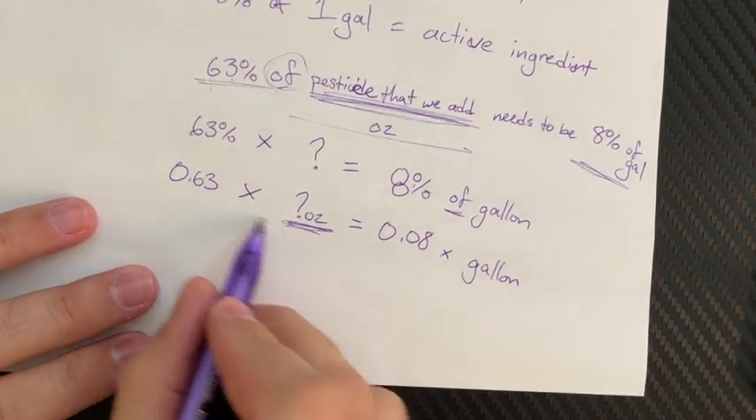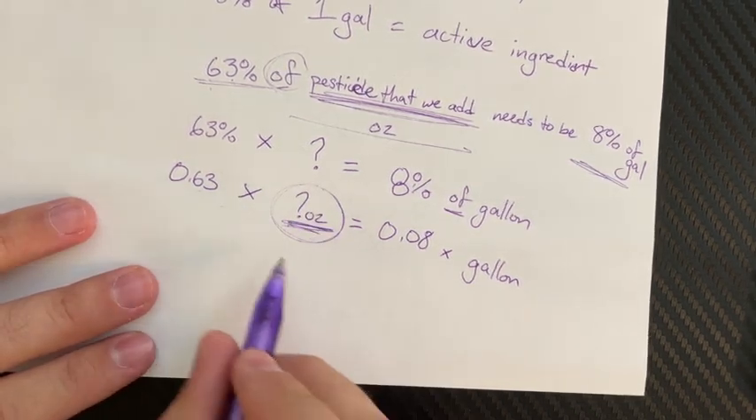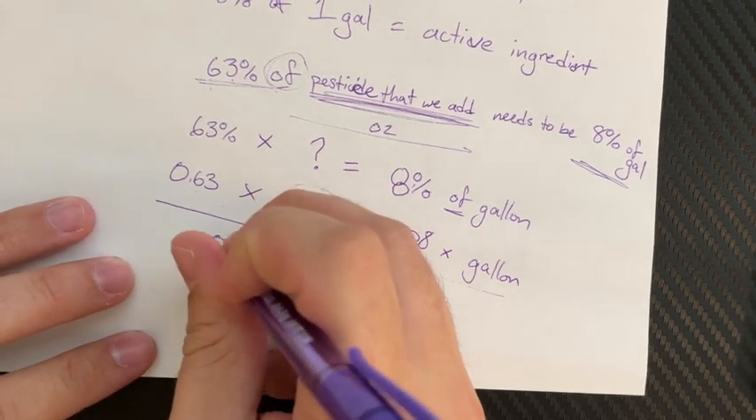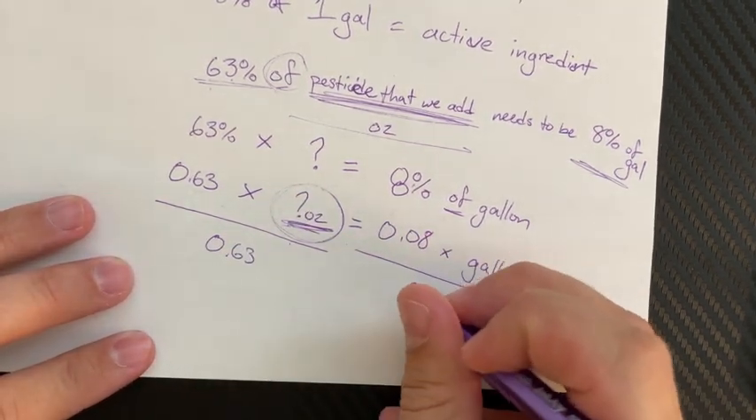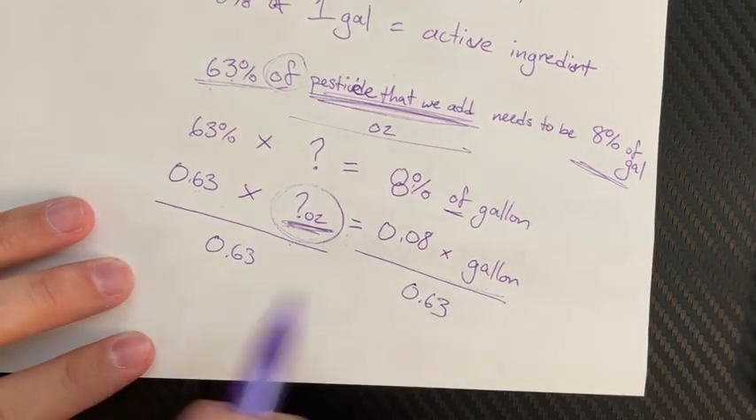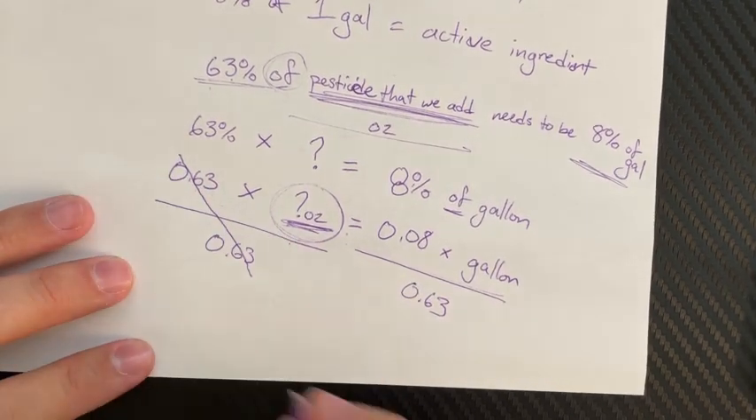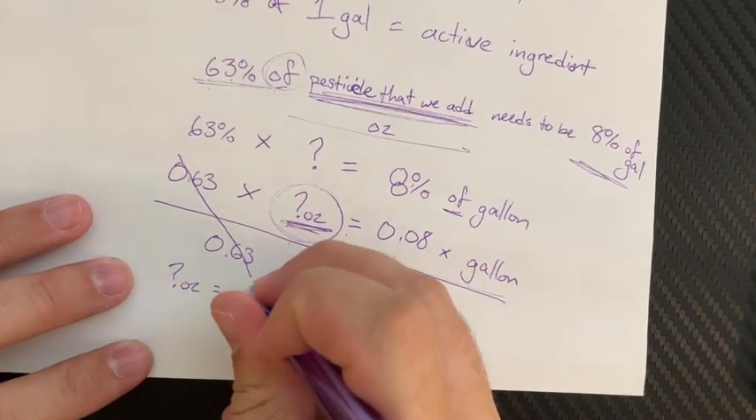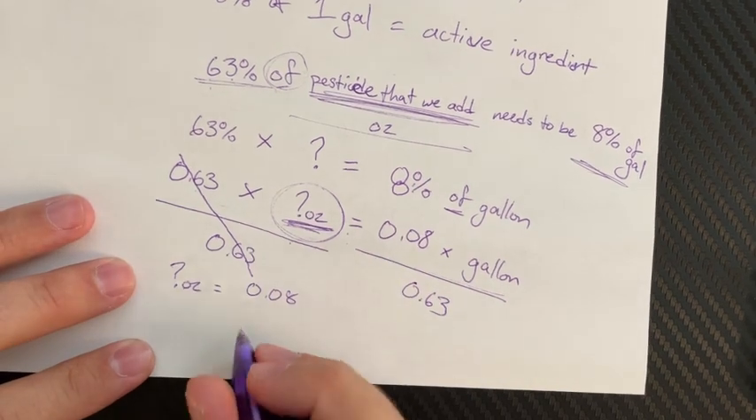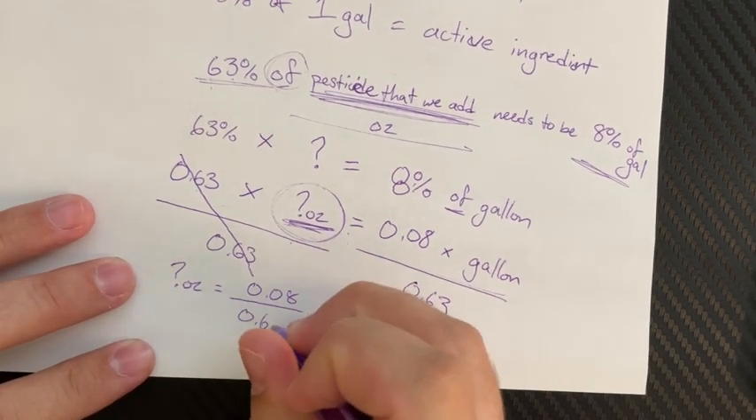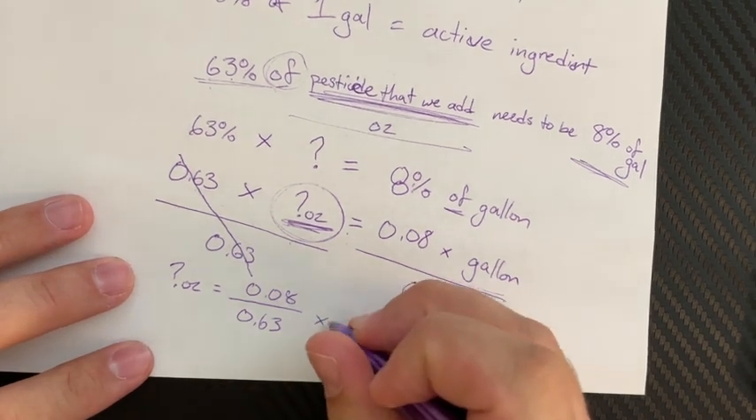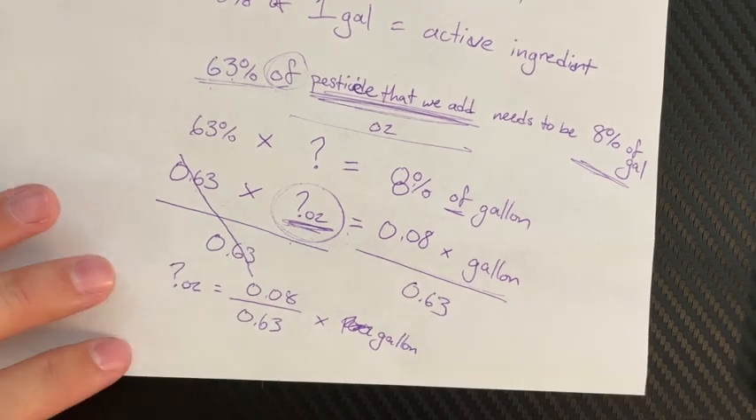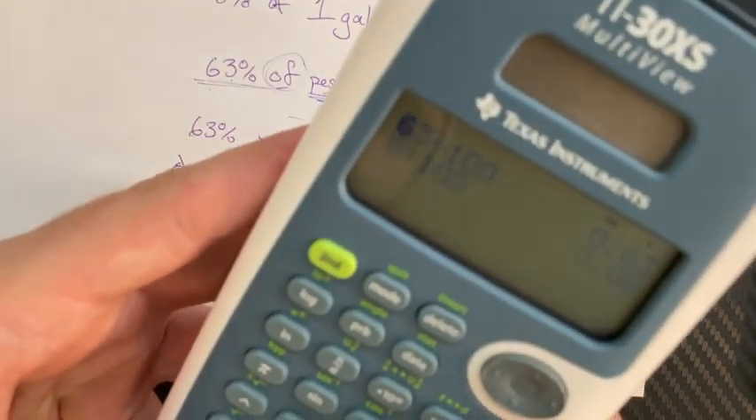So what we can do is, because these are being multiplied, we want to get this by itself. We want to figure out everything that equals what we need to add. So we can divide by 0.63 on both sides of this equation to keep them equal. And what that will do is this cancels out, and now we get however many ounces we need equals 0.08 divided by 0.63 times gallon. Okay, so let's just calculate that.